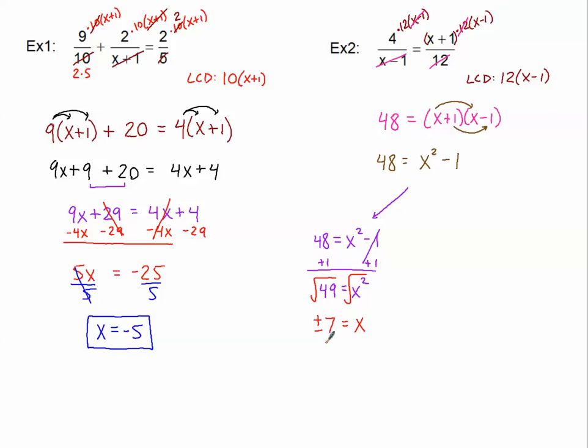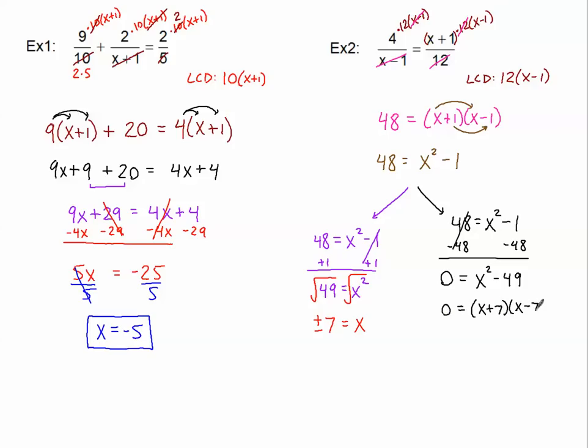So you'll get the two answers, plus or minus 7. That's absolutely a perfect way to do that. Some people instead are going to take this equation, and since it's quadratic, they're going to want to factor. So they're going to subtract the 48 over to the x squared. And they'll have nothing over here, so 0 equals x squared minus 49. This is a difference of two squares that will factor into x plus 7 times x minus 7.